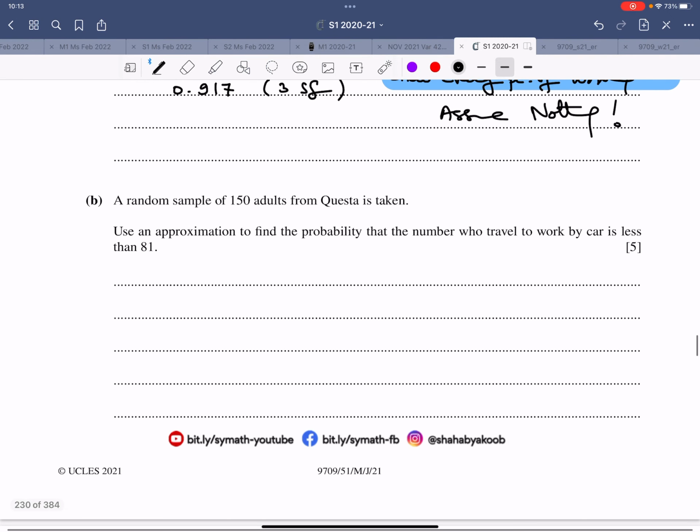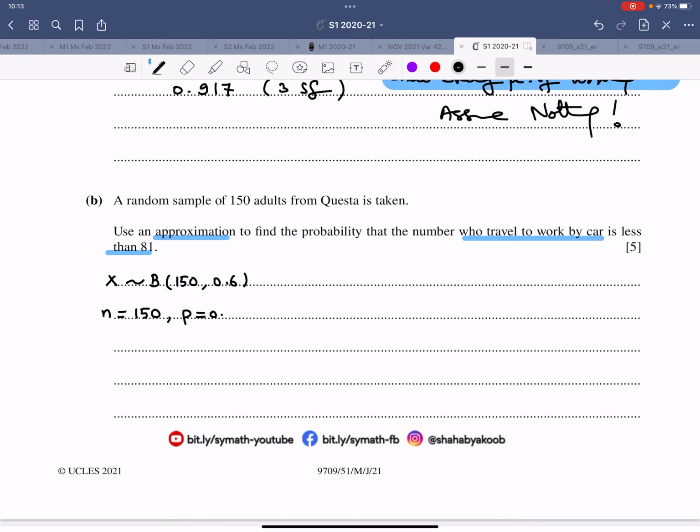A random sample of 150 adults. So now this is using an approximation. Find the probability that travel to work by car is less than 81. First of all, X follows a binomial distribution 150, 0.6. N is 150. P is 0.6. Q is 0.4. First of all, NP, 150 into 0.6, that is 90. NQ, 150 into 0.4, that is 60.